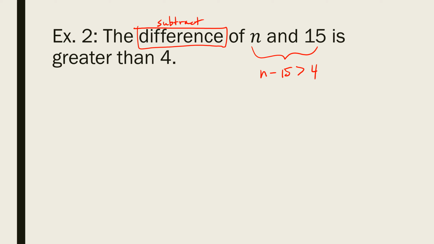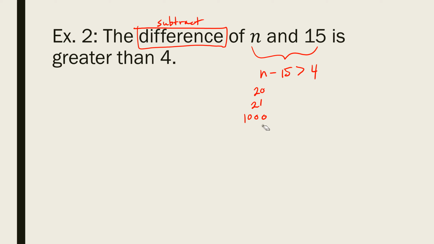Now again, we could guess and check some things, right? What could n be? Well, n could be 20, right? 20 minus 15 is 5. That's bigger than 4. n could be 21. n could be 1,000. 1,000 minus 15 is a really big number that's obviously greater than 4. n could not be something like 12. Is 12 minus 15 greater than 4? No, it's negative. n could not be 16. 16 minus 15 is only 1, not bigger than 4.